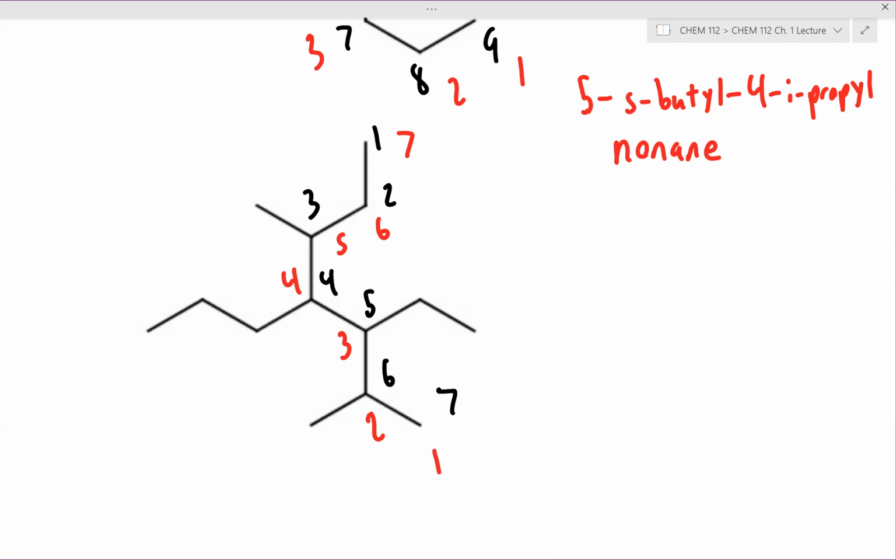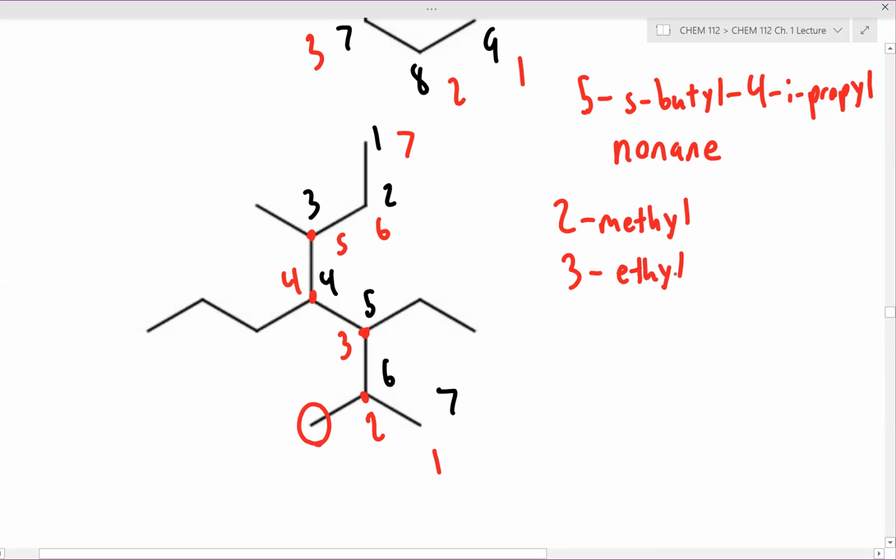Red. Okay, so now let's label each of our carbons that has substituents, and let's name each substituent. So at carbon 2, we have this 1 carbon chain. What do we call that? Methyl. So this would be 2-methyl. At carbon 3, we have a 2-carbon chain. What do we call that? Ethyl. At carbon 4, we have a 3-carbon chain. What do we call a 3-carbon chain? Propyl. And at carbon 5, what do we have? Methyl.